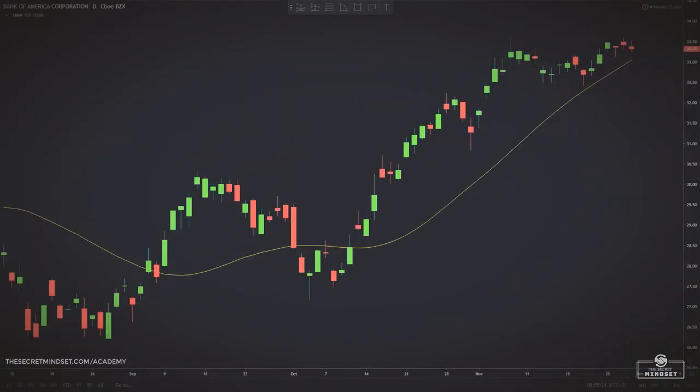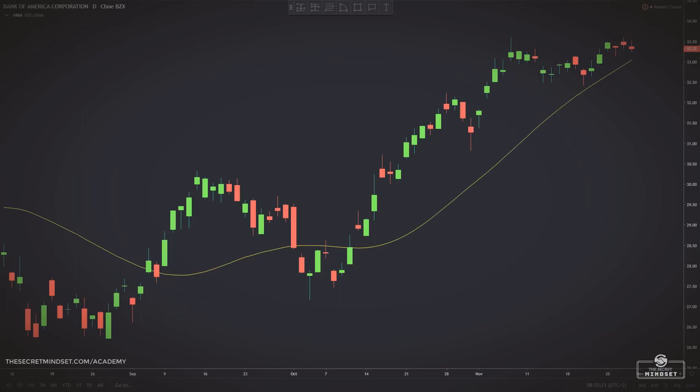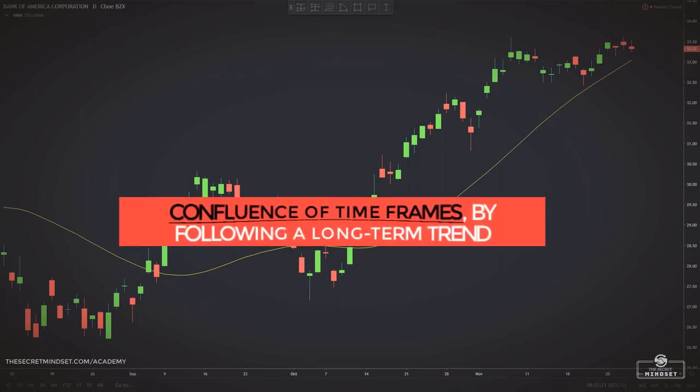The triple screen system can serve as a very good basis for building your own trading strategy. Its big advantage is the confluence of time frames while following only a long-term trend. It's not a perfect system by any means, but it surely reduces the risk of entering at wrong times in the market.